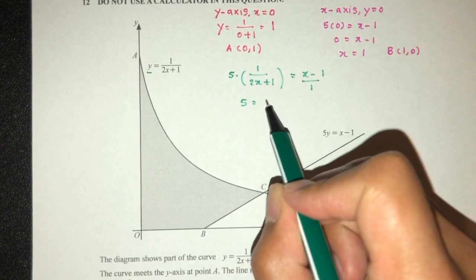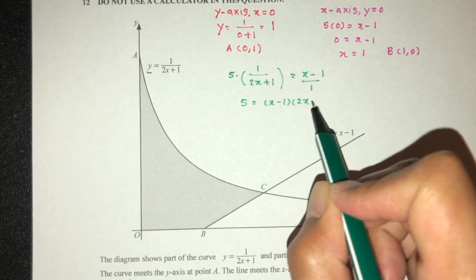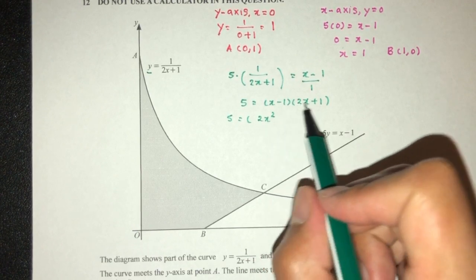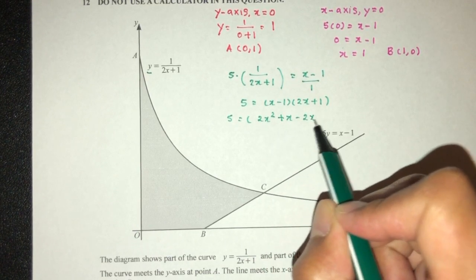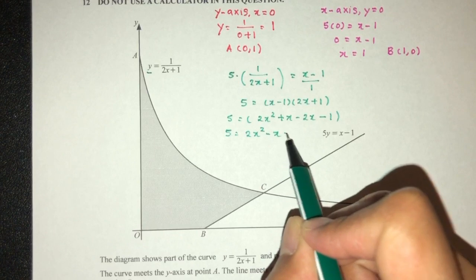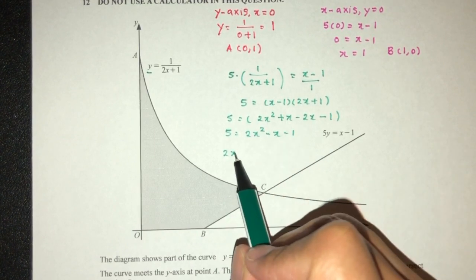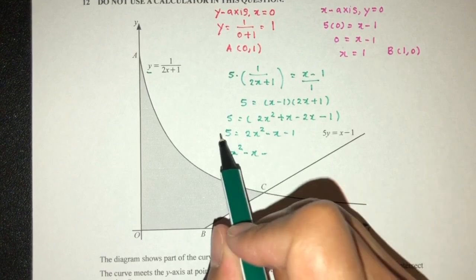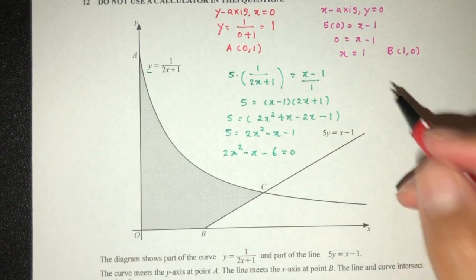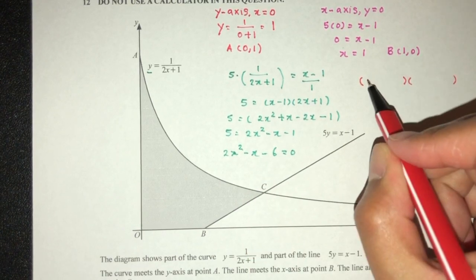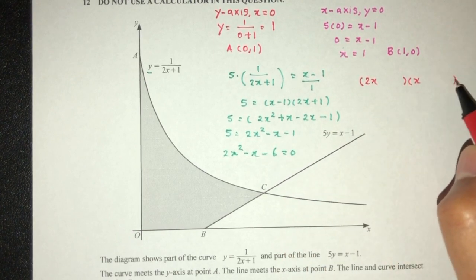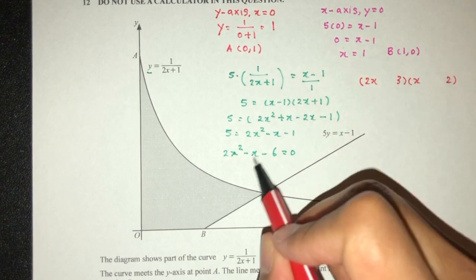That will be 5 over here, that will be x minus 1 times 2x plus 1. So 5 will equal 2x squared plus x minus 2x minus 1. That will be 5 is equal to 2x squared minus x minus 1. Send everything to one side, you will have 2x squared minus x minus 1 minus 5, which is minus 6, is equal to 0. Now obviously we can try to factorize this, so that will be 2 brackets. Here we have 2x times x. Here we have 6. 6 is 3 times 2, so let's put 2 here and 3 here. Why? Because here we have minus 1, right?